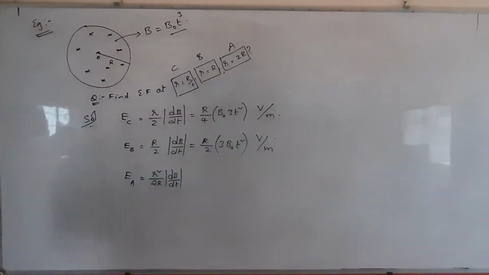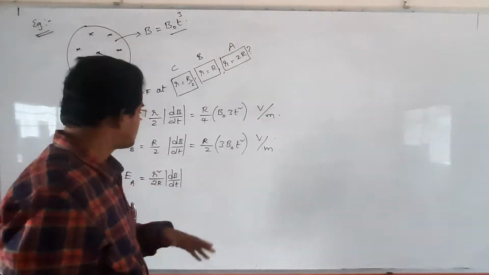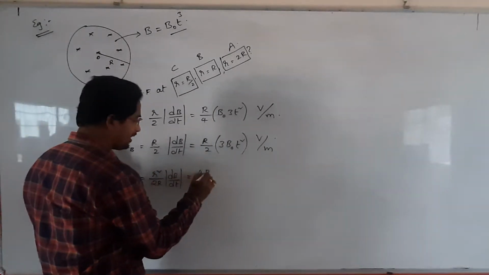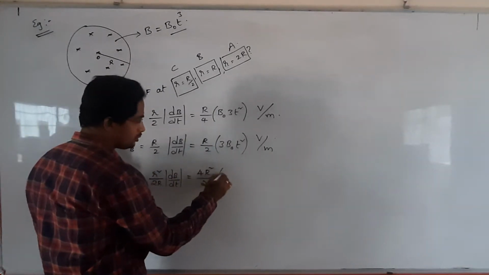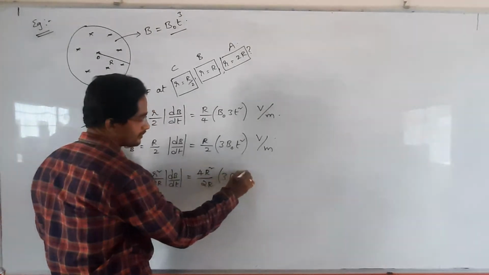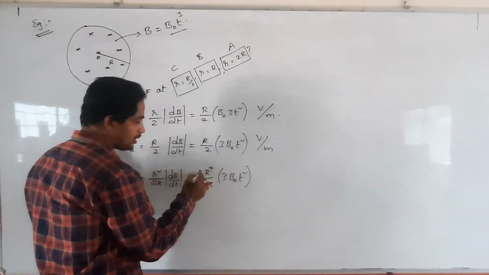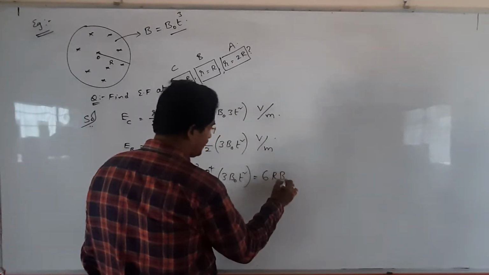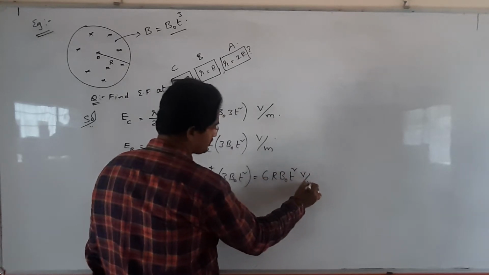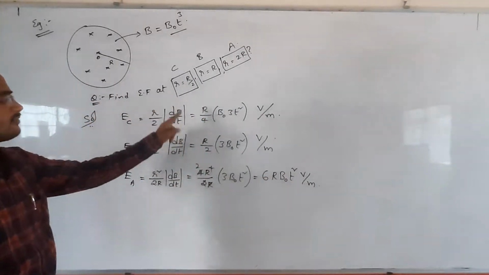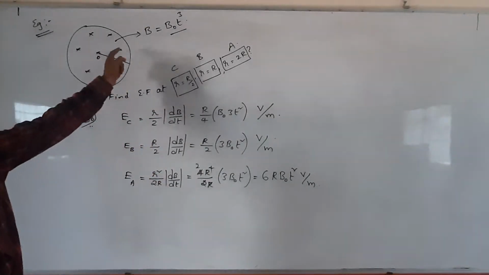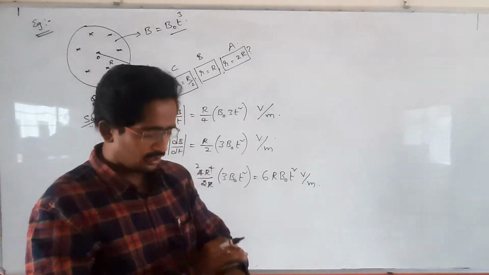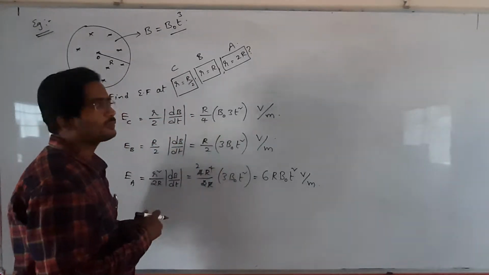So I am applying that formula directly, such that the answer we are getting is how much? R square by 2 into 2R into 3B naught t square. We are getting what here? 6R B naught t square volt per meter. That is the electric field intensity value at the point r equal to 2R. Okay. So with that, this problem is over.